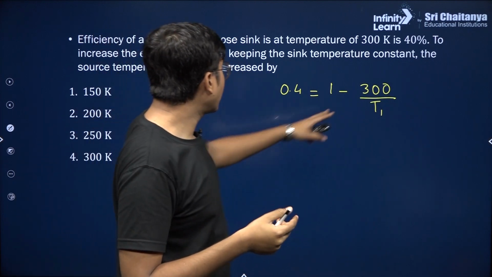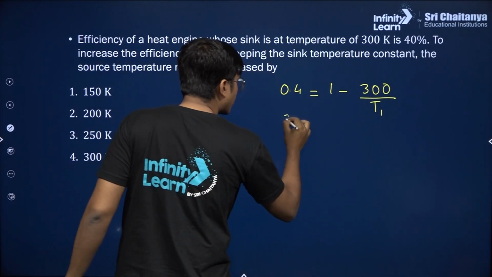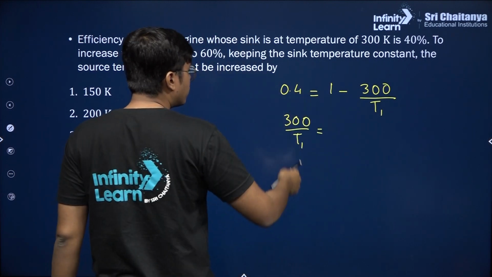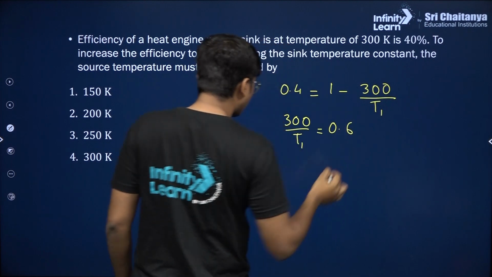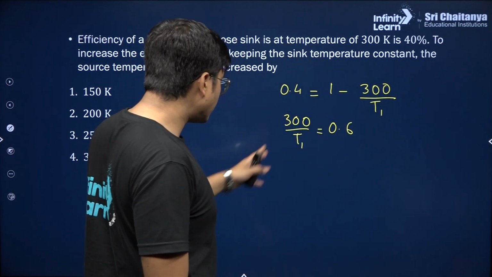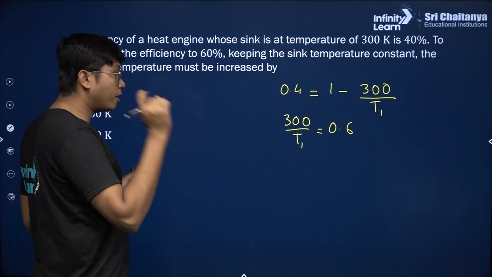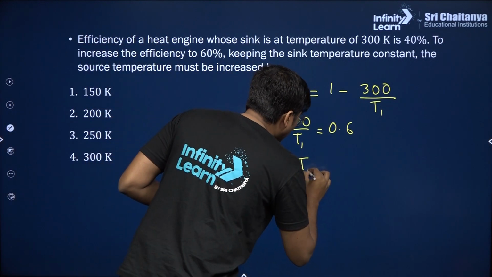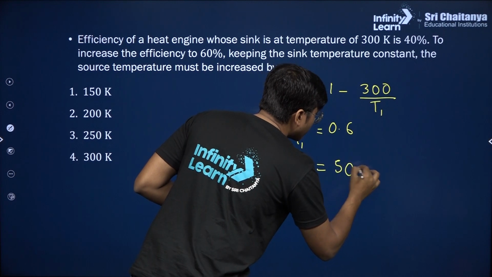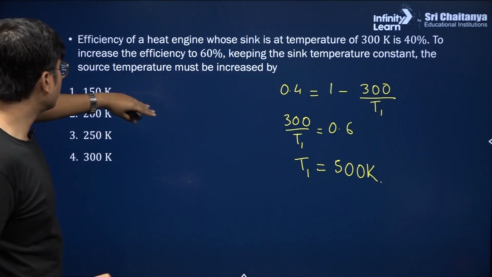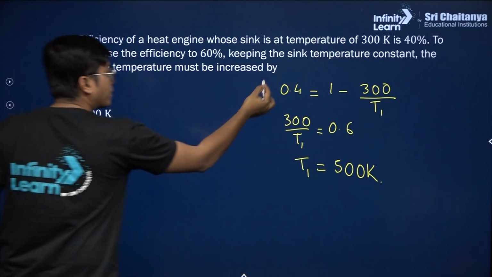So the best way to do that is 300 by T1 would be equal to 1 minus 0.4. That would be 0.6. So you have T1 as 300 by 0.6, remove the 0.6, it becomes 3000 by 6, 3000 by 6 would be 500. So T1 would come out to be 500 Kelvin, right? This is the first case. I've not even gone into the second case. In the second case, what is happening?